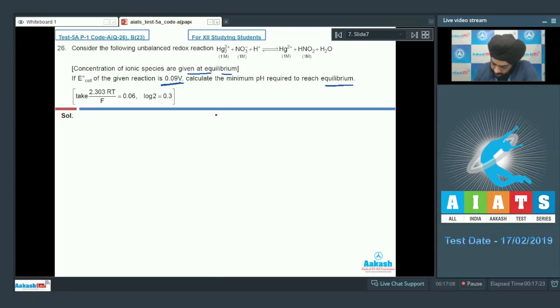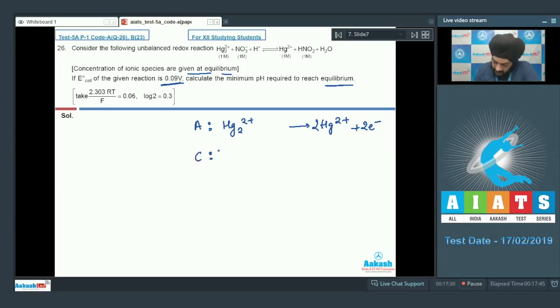we have Hg2 2+ converting into Hg2+. So oxidation is taking place here. So this will be the anodic reaction. If we talk about the balancing, we are going to have the formation of 2 Hg2+, and there will be a loss of 2 electrons.